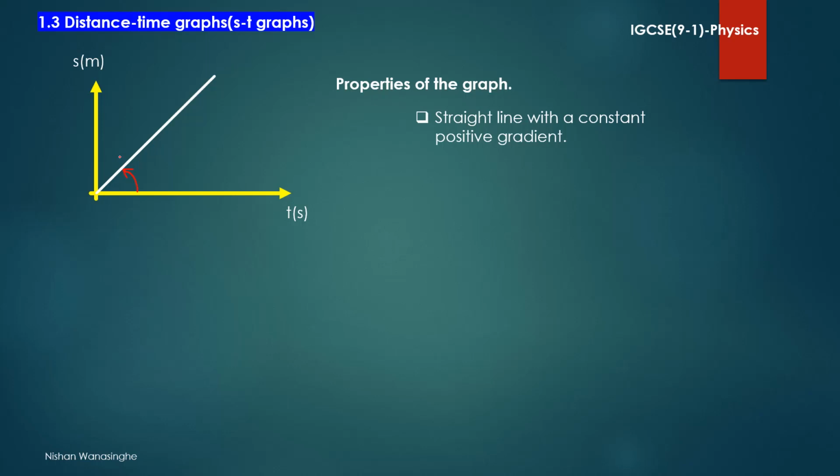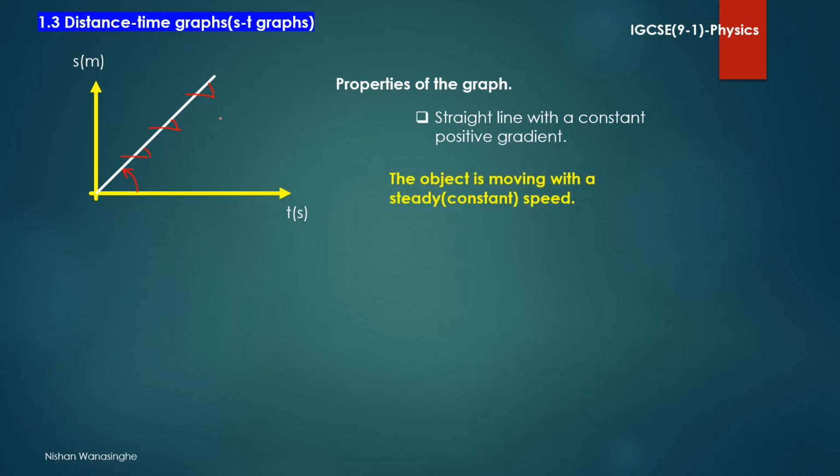And constant, how to check whether it is constant? You draw a horizontal line in different places. That angle doesn't change. That angle is the same for all the points in the graph. So we can tell the gradient is constant, and because of the acute angle we can tell the gradient is positive. Now we'll move to the next one.